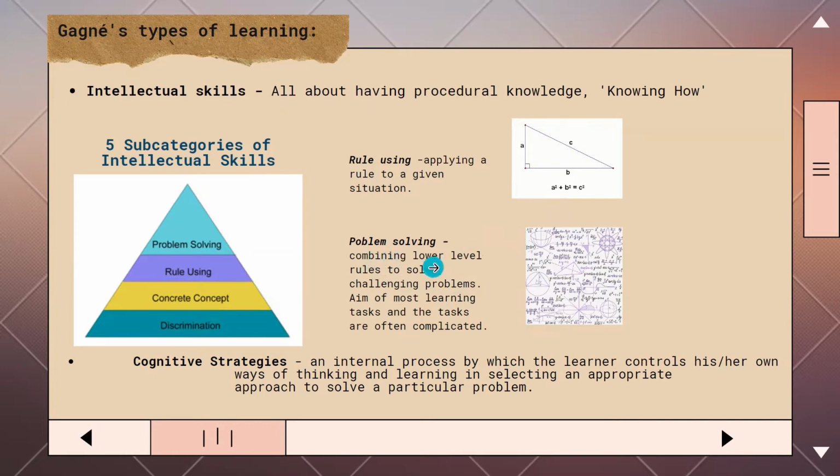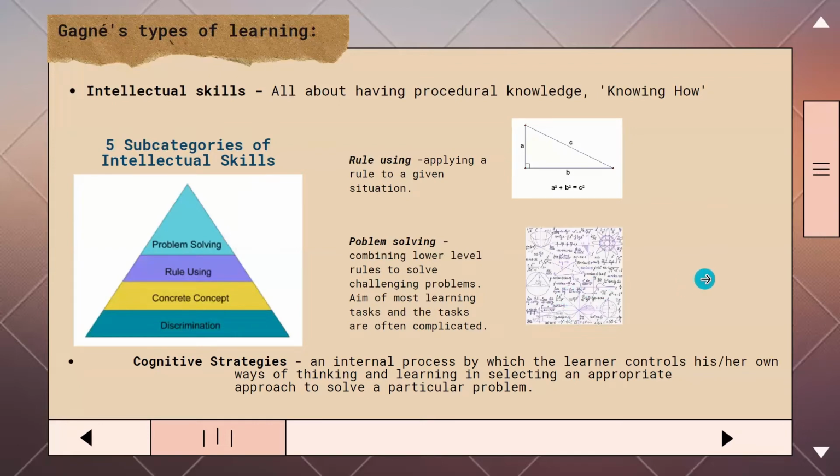While in problem solving, it is combining lower level rules to solve challenging problems. It is the aim of most learning tasks, and the tasks are often complicated. So in problem solving, it is a combination of applying some rules to solve complex problems. Say, for example, in proving.